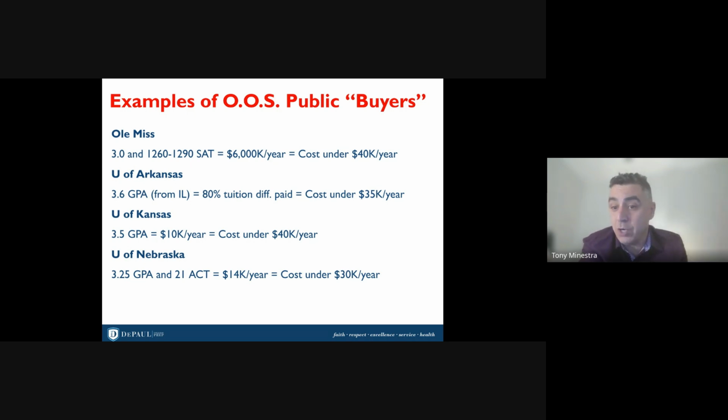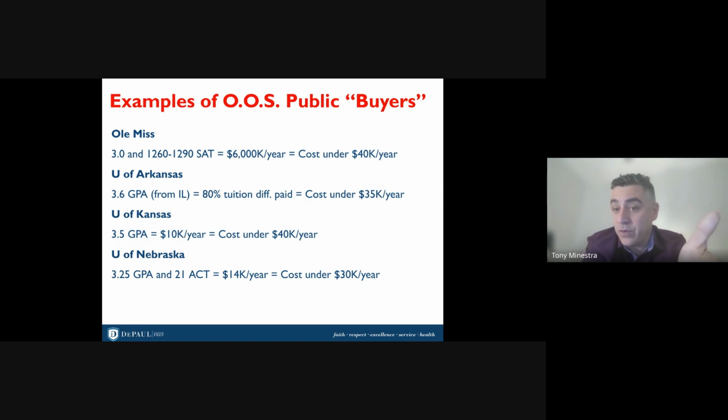But these schools are going to be buyers. So at Ole Miss, if you have a 3.0 and a mid-1200s SAT, you're going to bring your cost under $40K a year, around the cost of U of I, okay? Arkansas, they have a tiered out-of-state tuition difference. So if you have a 3.6, for example, you'll get 80% of the difference between Illinois and Arkansas paid, right? So that brings your cost under $35,000. If your GPA is a 3.2, it's like 60%.